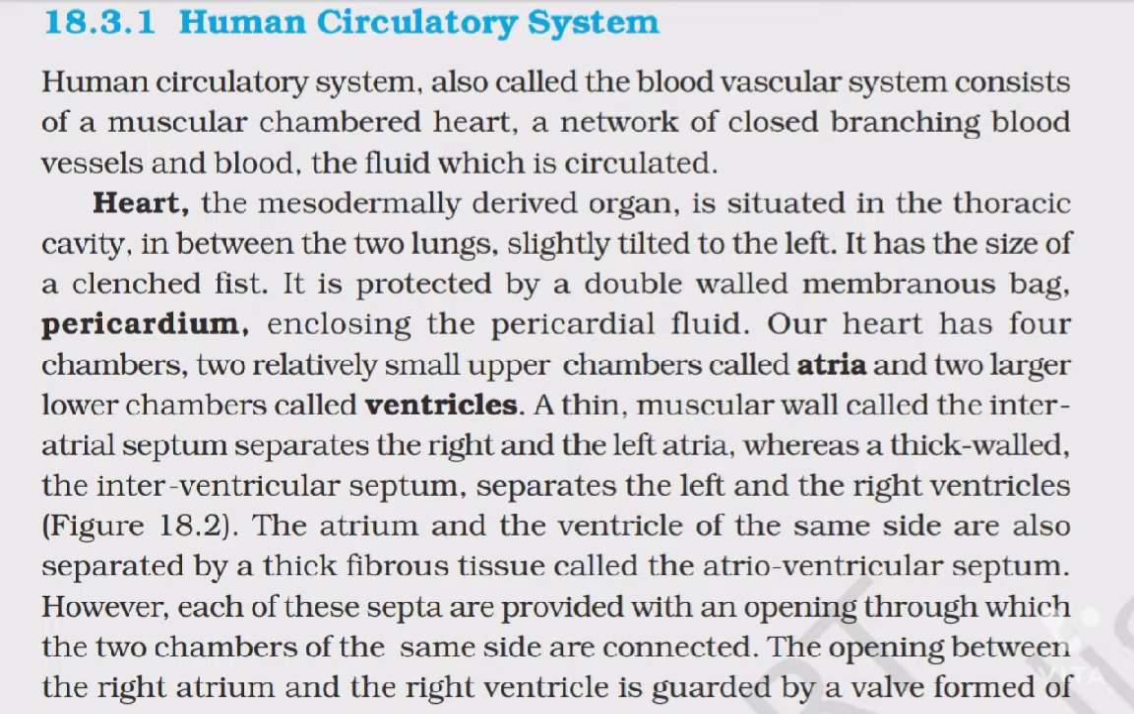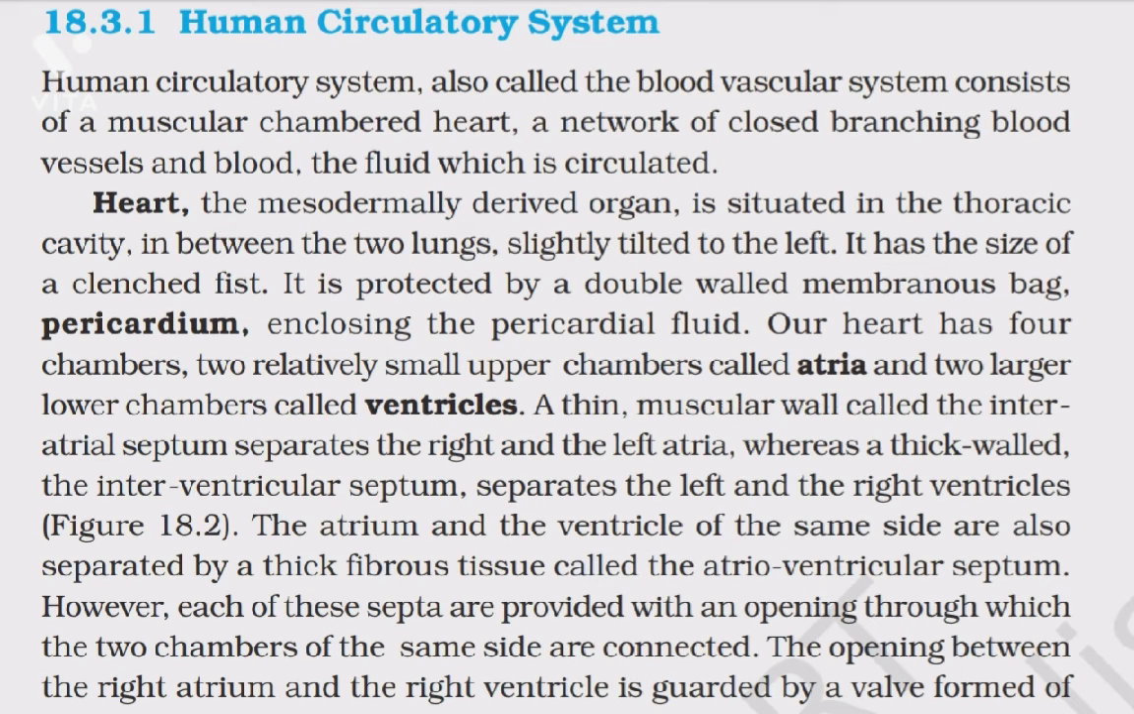Our heart has four chambers, two relatively smaller upper chambers called atria and two larger lower chambers called ventricles. A thin muscular wall called the interatrial septum separates the right and the left atria, whereas a thick-walled interventricular septum separates the left and the right ventricle. Figure 18.2.